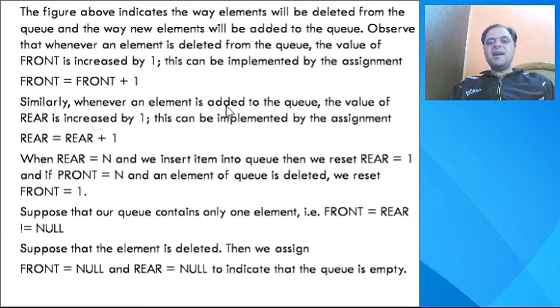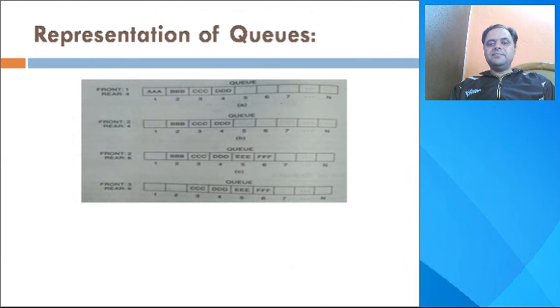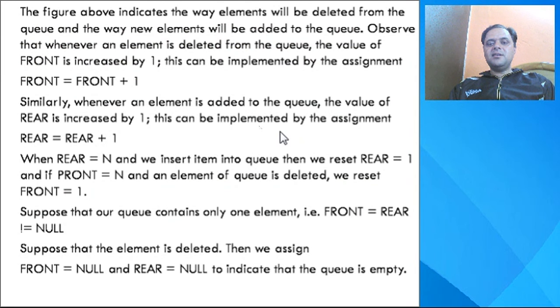Similarly, when an element is added to the queue, the value of rear is increased by 1. This can be implemented by assigning rear equal to rear plus 1. As indicated here, we have the value of rear 4. We have added two elements, EEE and FFF, so the value of rear now becomes 6. So whenever a value is inserted in a queue, the value of rear will be increased by 1, that is, rear equal to rear plus 1.